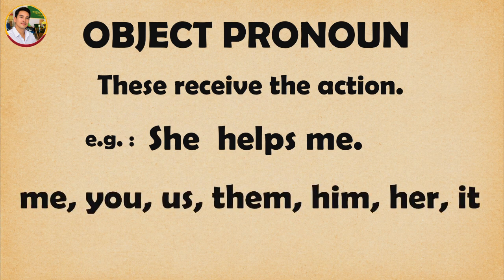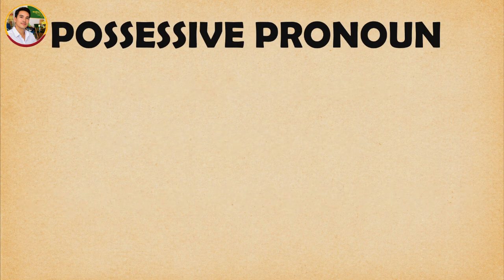So we use me, you, us, them, him, her, and it. They usually come after the verb or preposition.